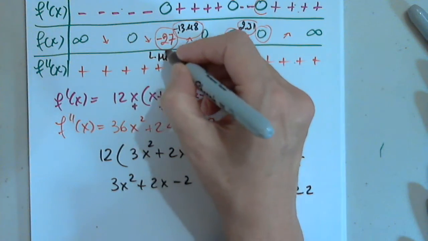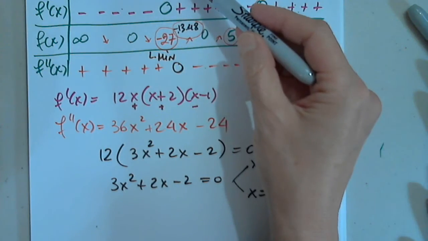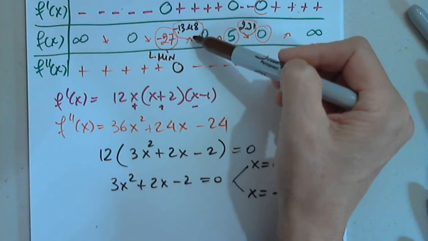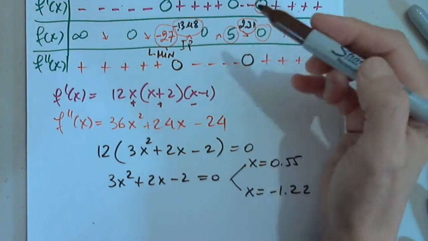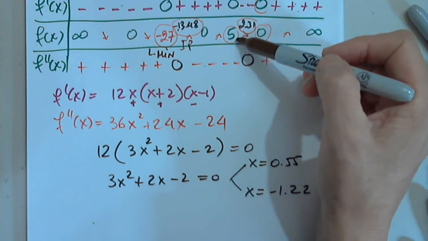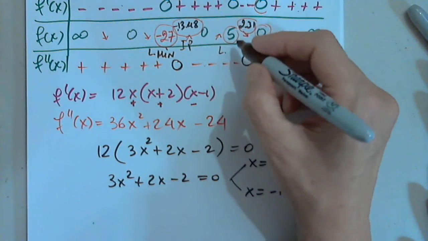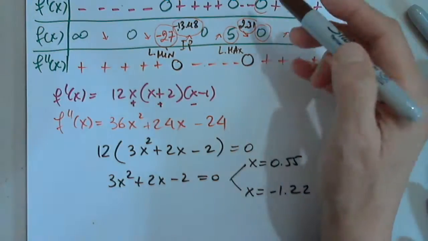Relative or local max, very good. Negative 1.22, negative 13.48. It's an inflection point. Inflection point, very good. 0, 5. Local or relative max, very good.